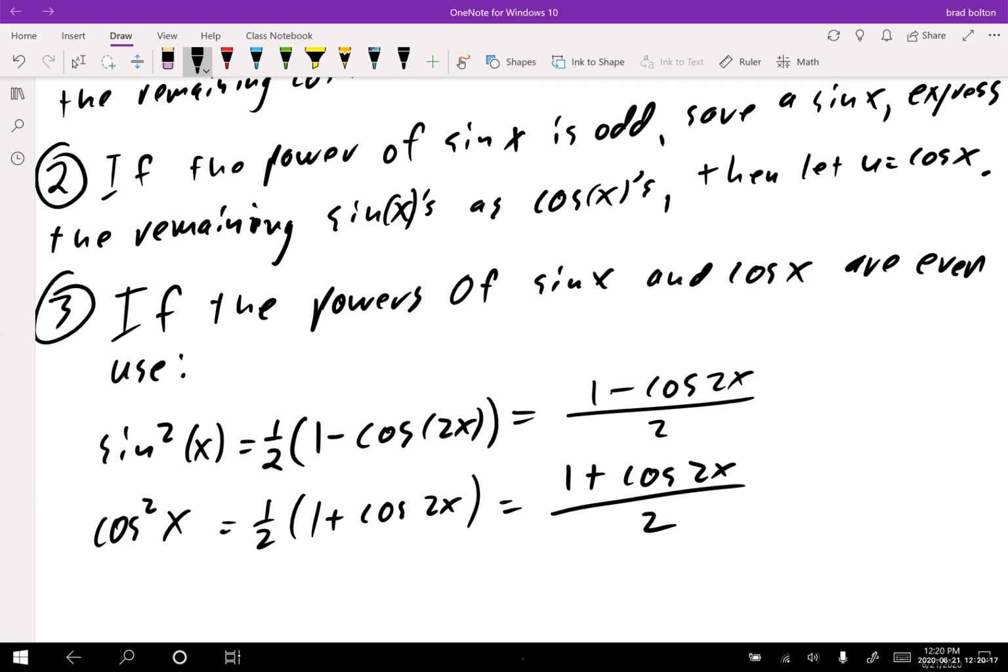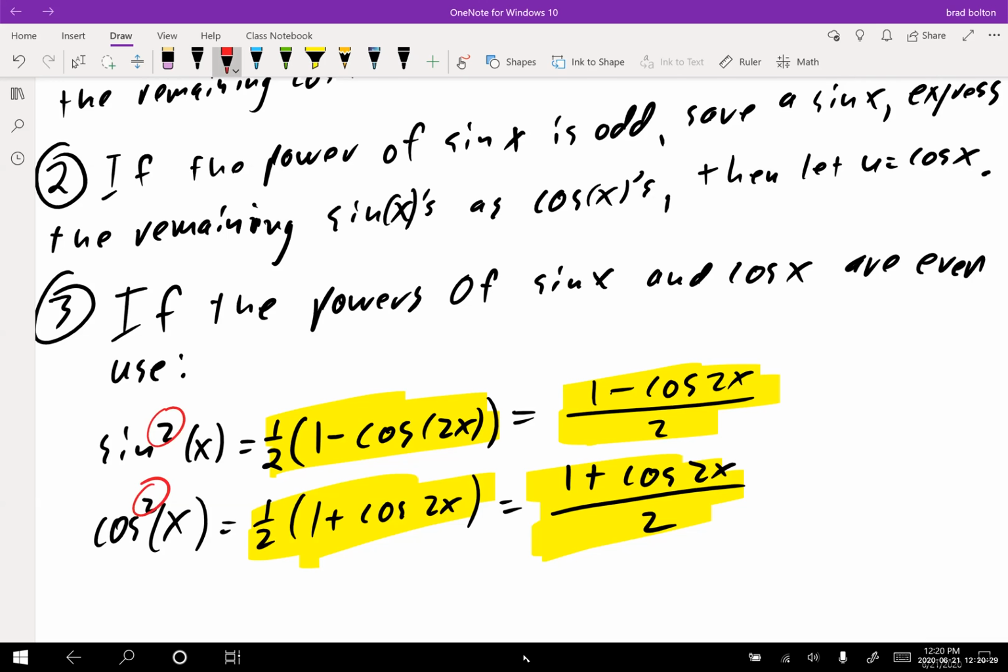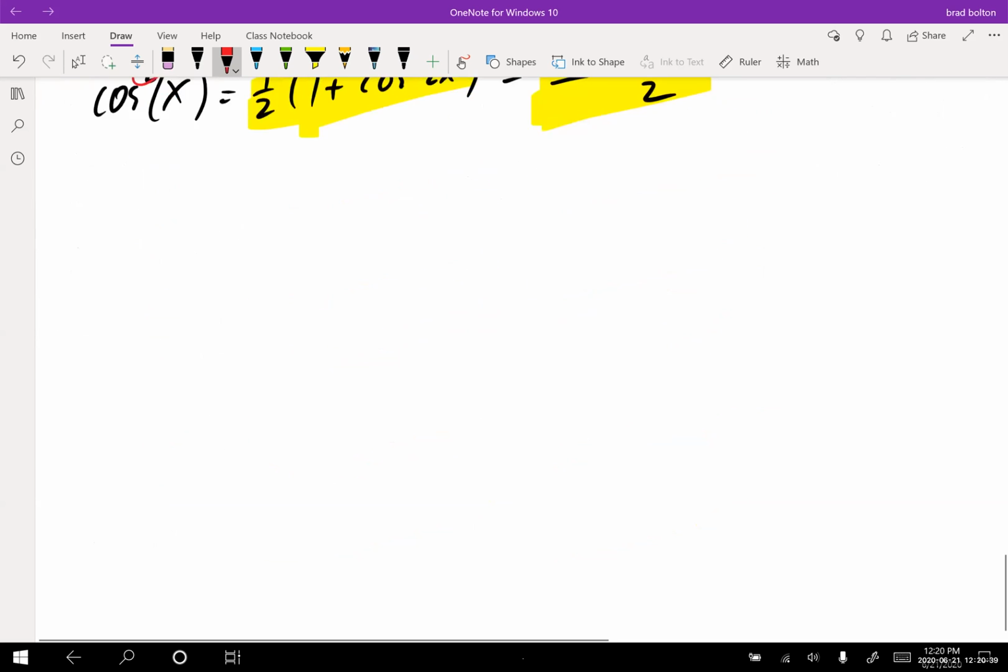These are all the same thing, right? So this is the same as this, and this is the same as this. In either one of these, what you're doing is taking a squared and turning it into a first power. Notice these are now first powers, right? Because they're first powers, you can integrate them easier. So that's your go-to move if both of them are even.